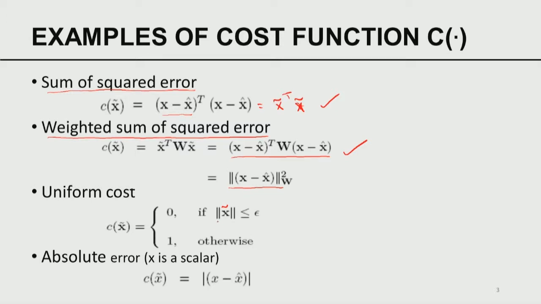Here, x tilde is the error. Epsilon is greater than 0, pre-specified, and small. Given an epsilon greater than 0 but small, if the norm of the error is less than or equal to the chosen epsilon, we will say the cost is 0. If the norm of the error is greater than epsilon, we will say the cost is 1.